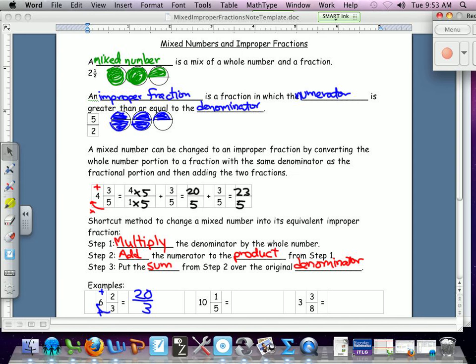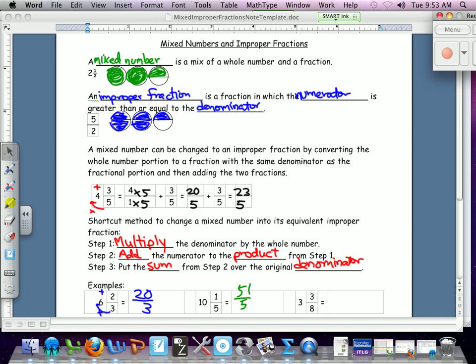The next one, 10 and 1/5. Go ahead and try it out on your own. This times that, plus that, and what size pieces are we talking about? What did you get? 51/5. 51 fifths, 51/5. Remember, the logic is 5 times 10 means 10 is the same as 50 fifths, plus the 1/5 at the beginning, 51 fifths. And the last one, 3 and 3/8.